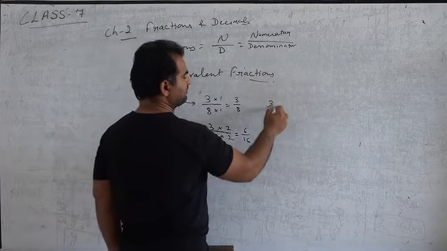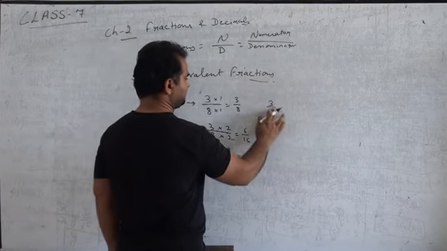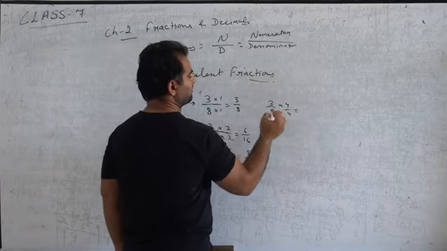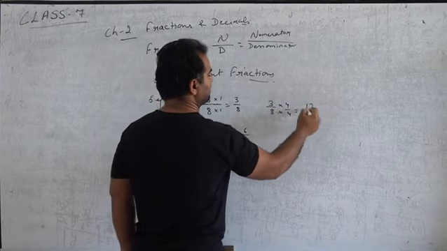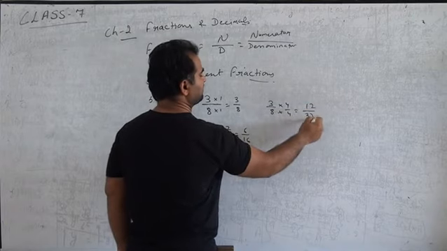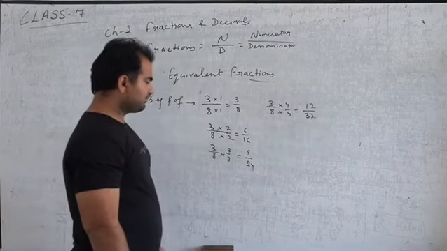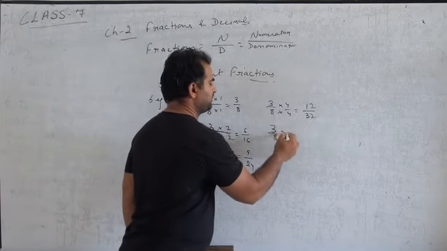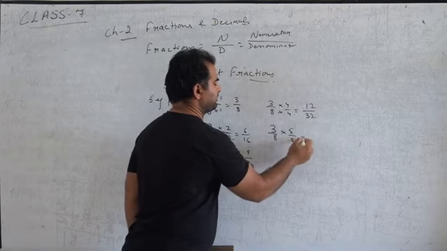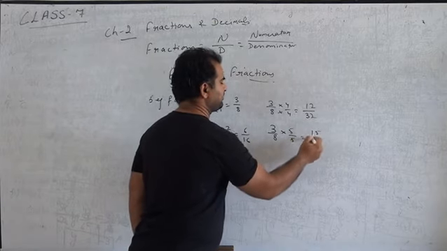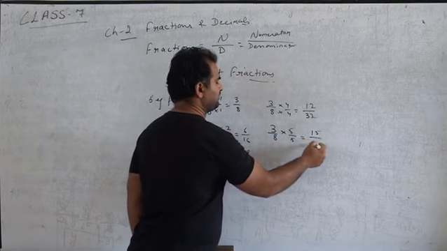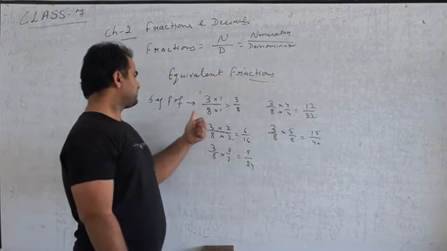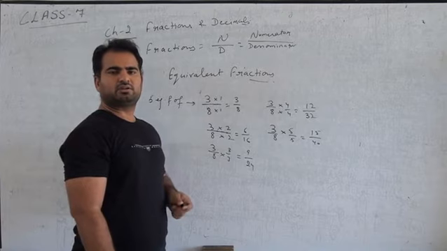Again what we have to do? 3 upon 8, multiply by 4 upon 4. It will be 12 upon 32. Done. Next, 3 upon 8 multiplied by 5 by 5. It will be 15 upon 40. All of these are equivalent fractions of 3 by 8.